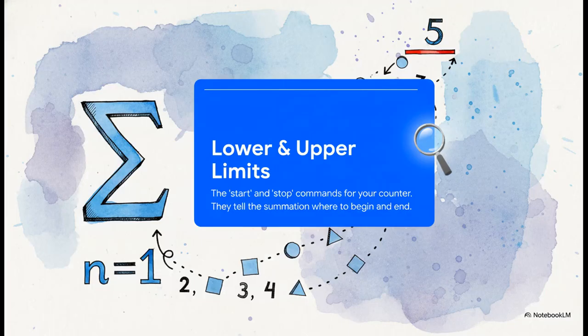So how does that little counter know when to start and when to stop? Well, that's where the limits come in. The number below the sigma is your lower limit. That's the starting number for your counter. And the number on top, that's your upper limit, which tells the counter, okay, you're done. They're literally the start and stop buttons for your sum.